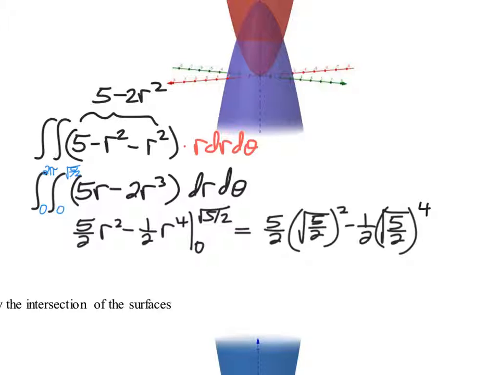All right. So root 5 over 2 squared is just 5 halves, so 25 fourths, minus root 5 over 2 to the 4th would be 5 halves squared. Again, you get 25 fourths multiplied by 1 half, 25 eighths. So that's going to give us 25 eighths. Not our final answer because I have to integrate that with respect to theta over the interval of 0 to 2 pi.